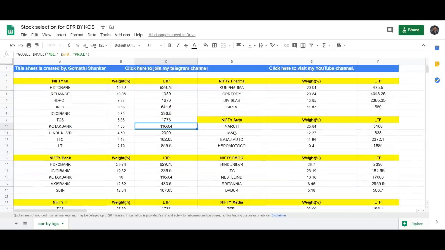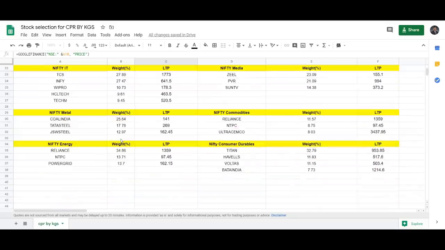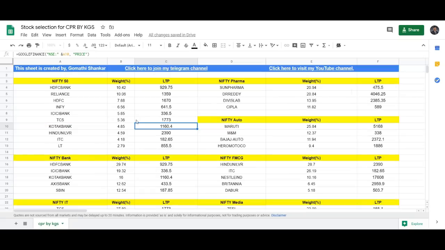Don't select Ashok Leyland, don't select Union Bank, don't select Federal Bank. Avoid noise. Trade only on these stocks. I will provide you this sheet. I will attach the Google Drive link in the description below.